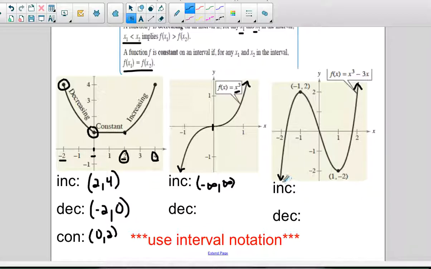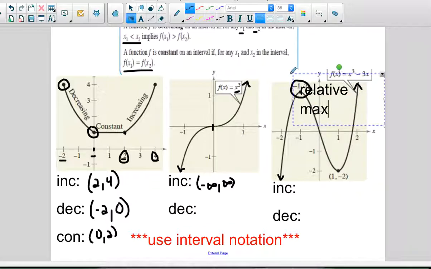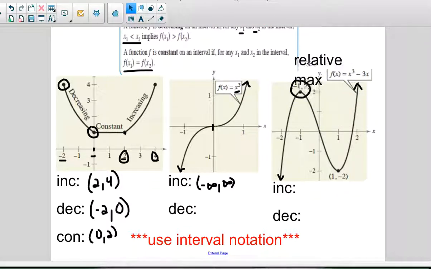And then this one right here is increasing basically to right here. So this point right here, -1, 2, is called a relative maximum, which just means relative to the points around it. It's not the overall maximum, because the overall maximum is going to be infinity. But relative to the points around it, it is a maximum, which means this one right here is called a relative minimum. Relative to the points around it, it's the lowest. And at a relative maximum and relative minimum is where the graph will change from increasing to decreasing, or from decreasing to increasing. So that's something you want to know about.